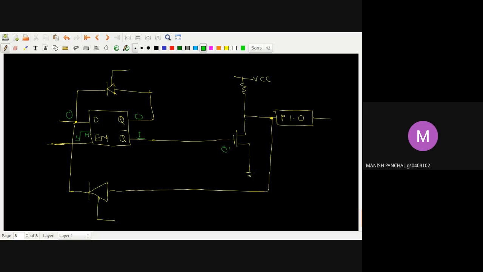This will be on. This will be on means some current will flow, or we can say all the currents will flow, because it is acting like a completely short circuit. So here I am getting 0. Here I am getting 0. So if I write 0 on the port 1.0, I am getting 0. Okay. So here we are talking about the port 1.